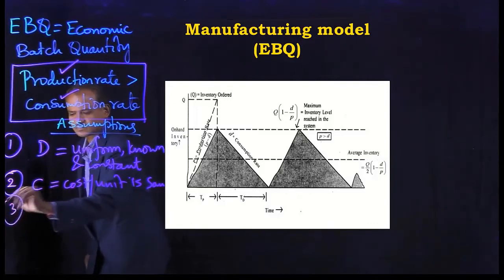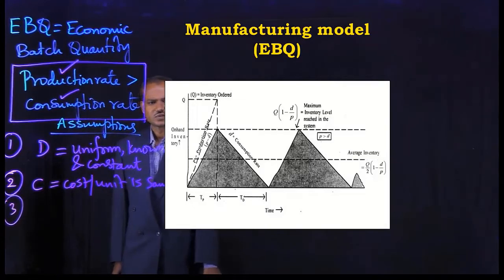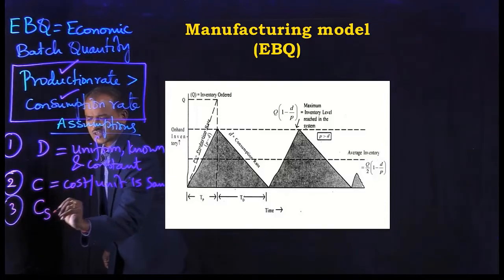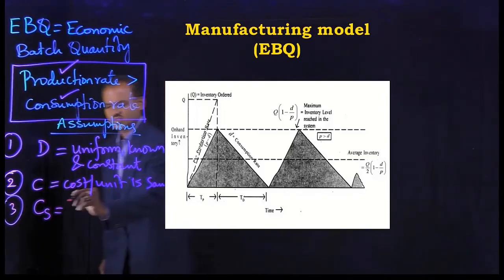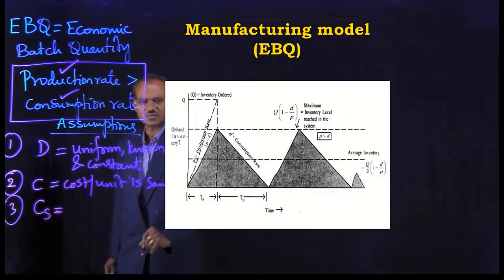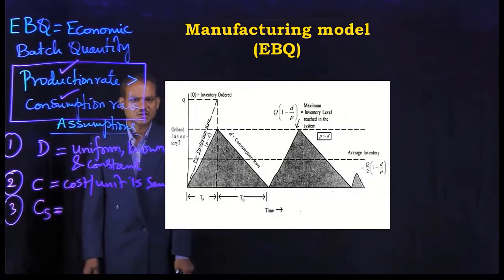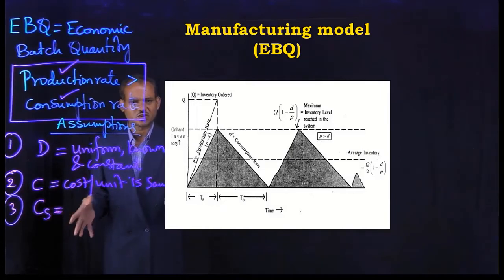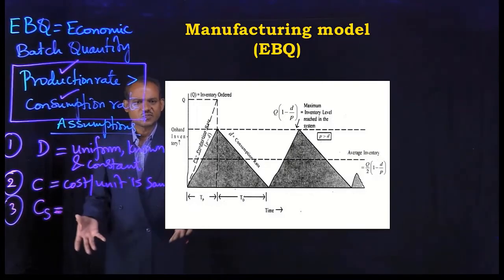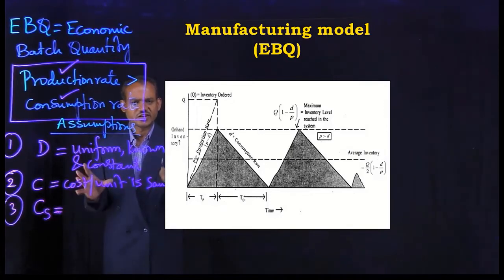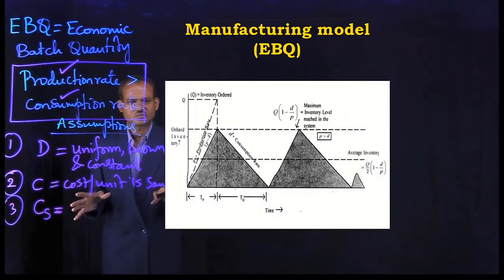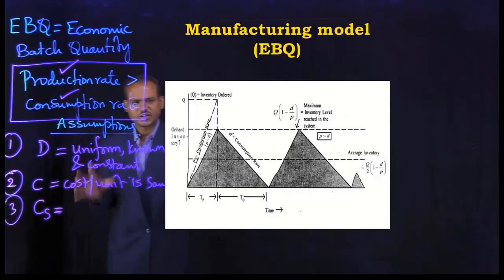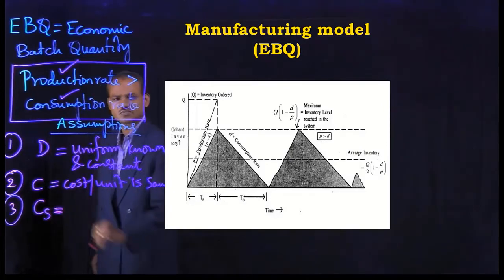Third assumption: here instead of ordering cost, setup cost is incurred. Setup cost, C suffix S, means setup cost. Setup cost is the same in every setup. Under batch production, sometimes we stop the manufacturing operations and at other times we start them. Each time we incur some amount of money, known as setup cost, for changing layouts. That money is constant, the same every time.